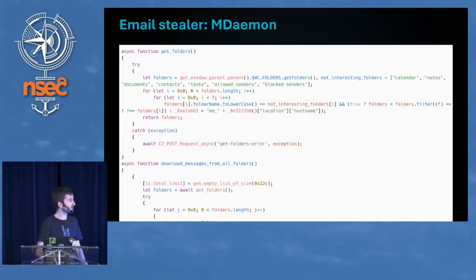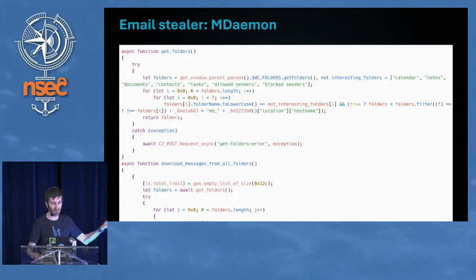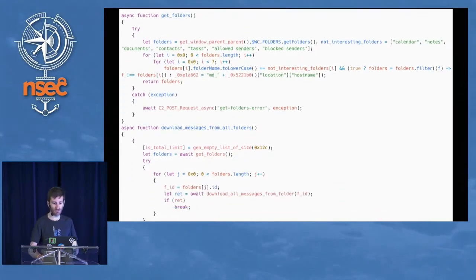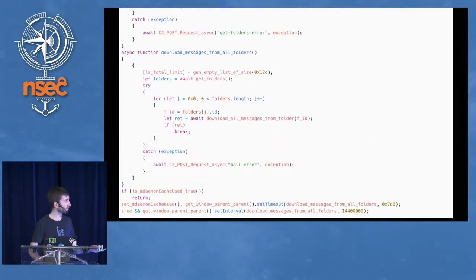They also have an email stealer. They will actually list emails from specific folders and then exfiltrate each email to the C&C server with an HTTP POST request, because the JavaScript code can just create an HTTP request to a C&C server and exfiltrate this data.